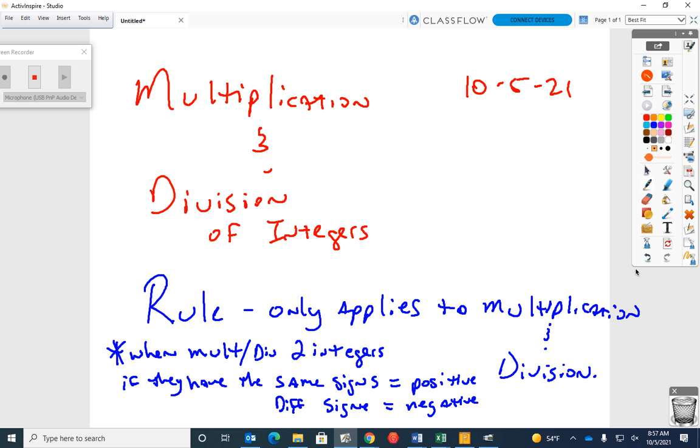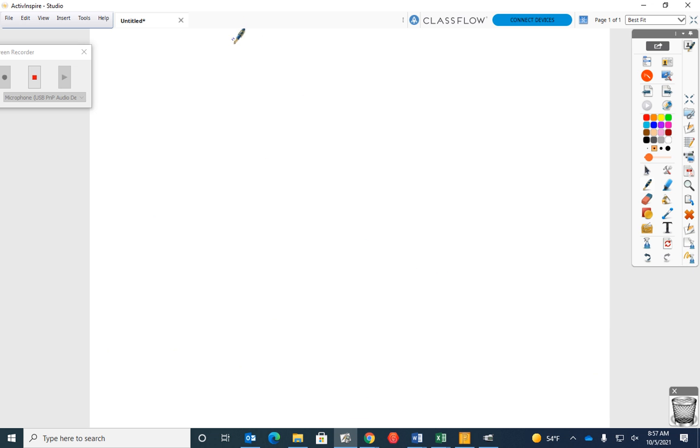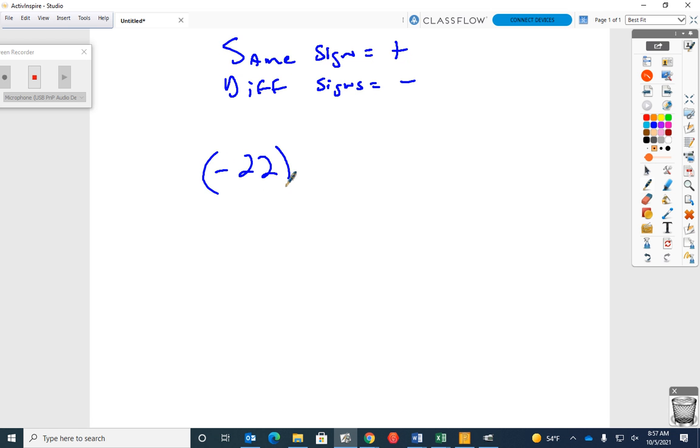Yes. Okay. Now I'm going to write this up here just to kind of remind us. Remember, same signs equals positive. Different signs equals what? Okay, Alana, give me a negative number. Negative 22. Okay. Chase, give me another number. Single digit. Bigger. Let's go 3. Okay. Well, let's get crazy. Let's go 7.